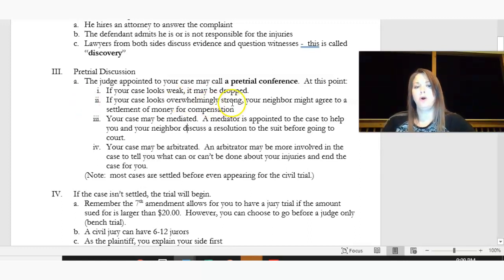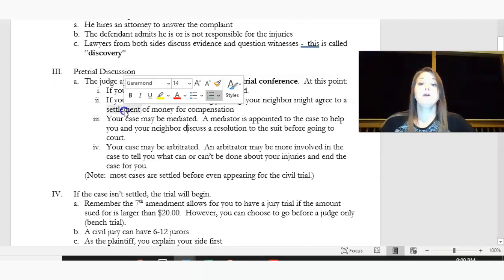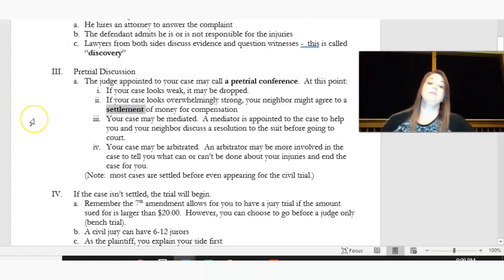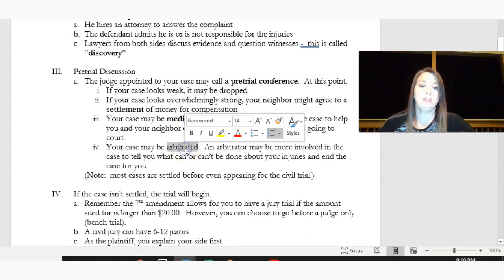But if your case looks strong, your neighbor, who of course has this icy sidewalk, the judge may say to the neighbor, to the defendant, look, this is overwhelmingly in favor of the plaintiff, and so you may want to go ahead and settle out of court. And sometimes the settlement money is less than what the plaintiff is bringing to begin with, and so you can settle out of court. So I'm going to highlight the word right there, settlement, because of course that's going to be how this issue is resolved. Two other terms that are on here, mediation and arbitration.